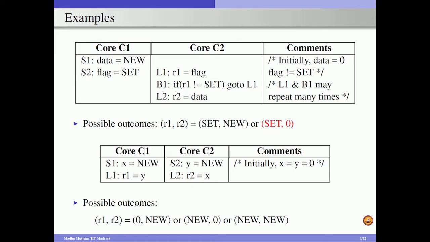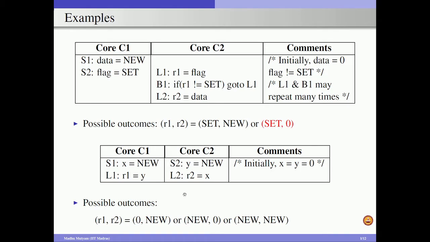Similarly, if we execute the instructions in the order S2 followed by L2 followed by S1 followed by L1, then we are going to get the value new comma 0, because we are executing S2 first. So we are storing new into memory location Y, and after that there is a load instruction which is loading the value from memory location Y to the register R1.